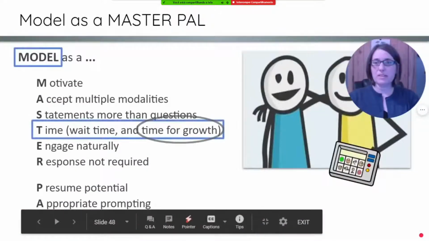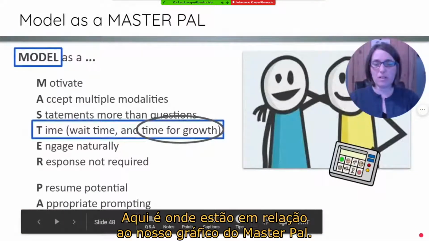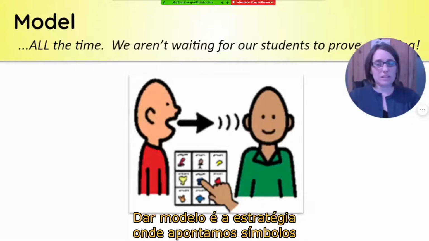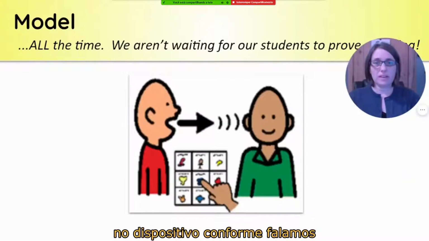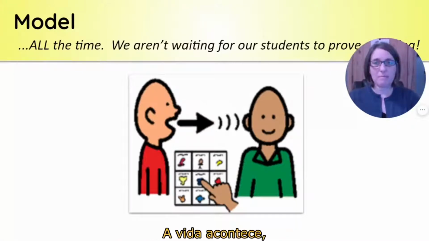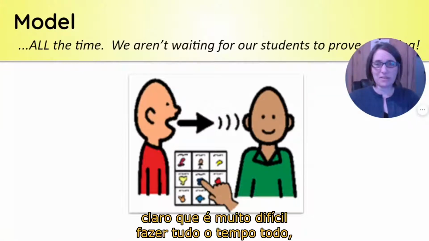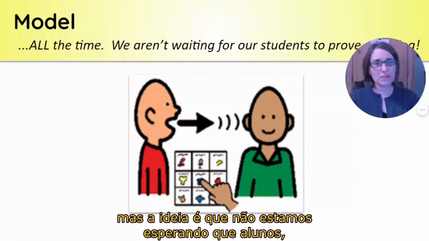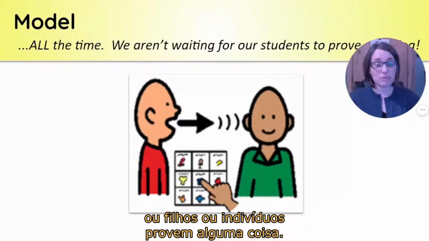There we go. So this is where they fall in terms of our Master Pal grid. So model is the strategy where we point to symbols on the device as we speak, and we want to do this as much as possible. Life happens, so of course it's really hard to do it all the time, but the idea is that we aren't waiting for students or children or individuals to prove anything.